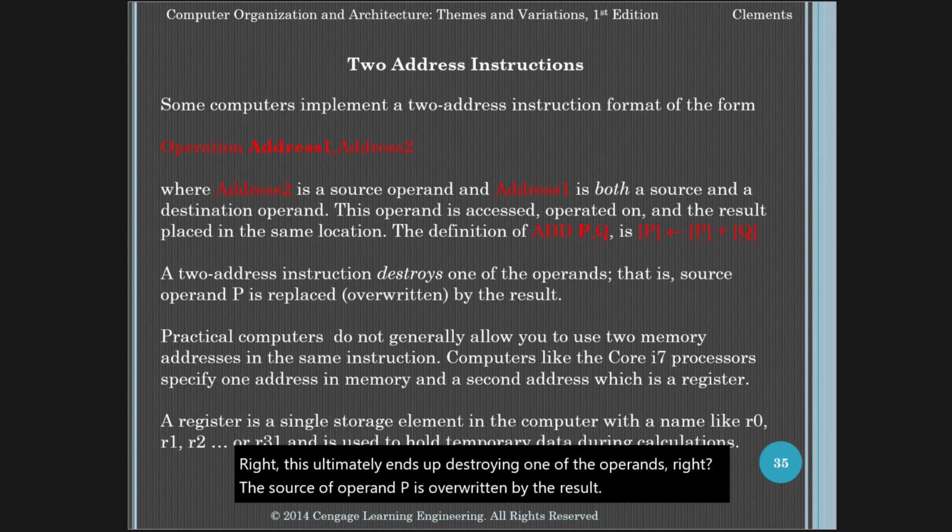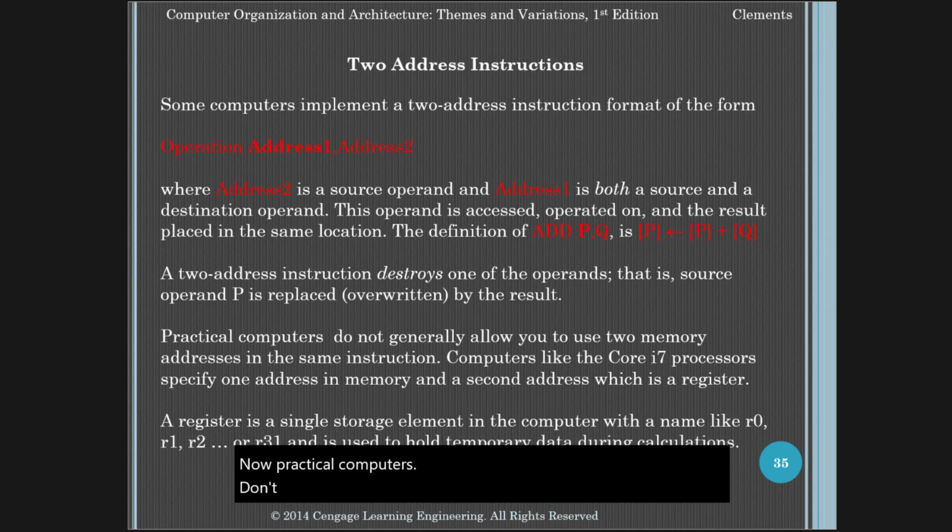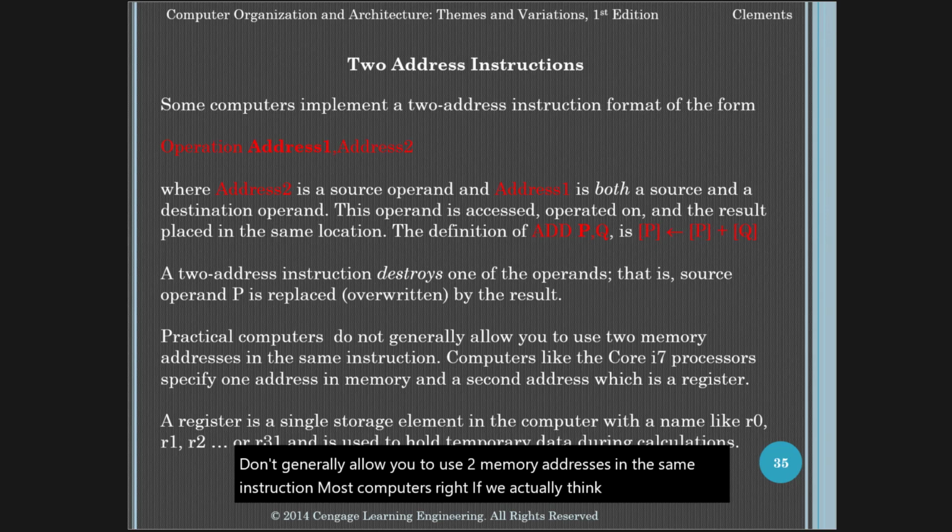Now, practical computers don't generally allow you to use 2 memory addresses in the same instruction. Most computers, right, if we actually think about what goes on under the hood, like the Pentium or the modern Core i7 processors, they specify 1 address in memory and a second address as a register, right? That register is that single storage element in the computer. Usually they have names like R0, R1, and they're used to hold temporary data that we're using during calculations. So we'll have a lot more to say about registers later, but that really is how it works. We're only working with 2 operands, but that is the way it looks in our instruction set.